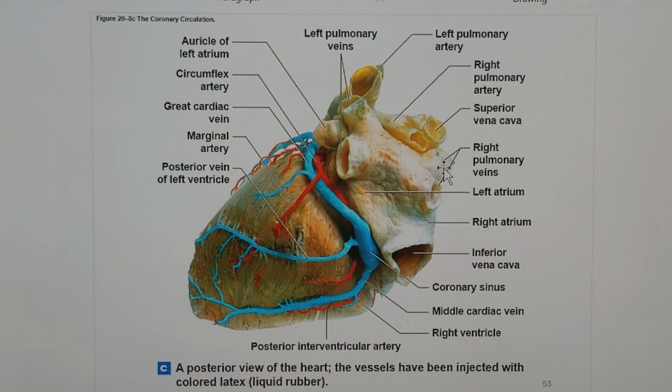right pulmonary veins. Now, is it oxygenated blood or deoxygenated blood that's coming through the pulmonary veins? It's oxygenated blood, which is coming from the lungs. Versus the pulmonary arteries, right and left pulmonary arteries, is that oxygenated blood or deoxygenated blood? It's deoxygenated blood. It's going to the lungs to get oxygen so it can come back to the heart.